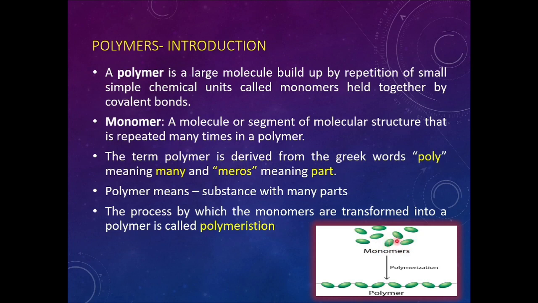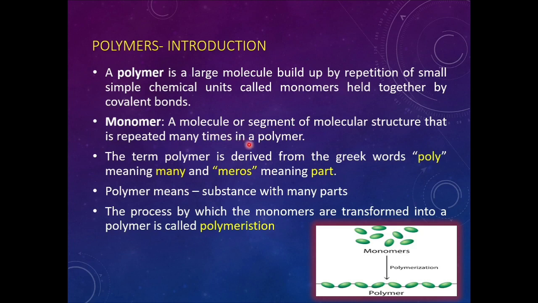So when these monomers combine, what do you get? You'll get a polymer. So these monomers combine, and the force of attraction between these monomers will be covalent forces of attraction, a covalent bond is formed, and that results in the formation of a polymer. So monomer is a molecule or segment of a molecular structure that is repeated many times in a polymer.